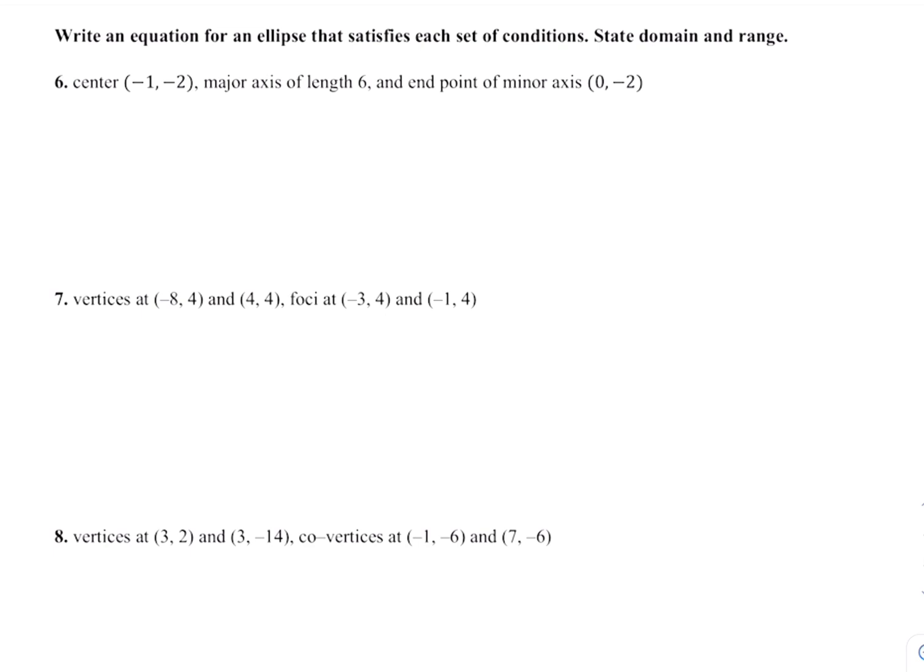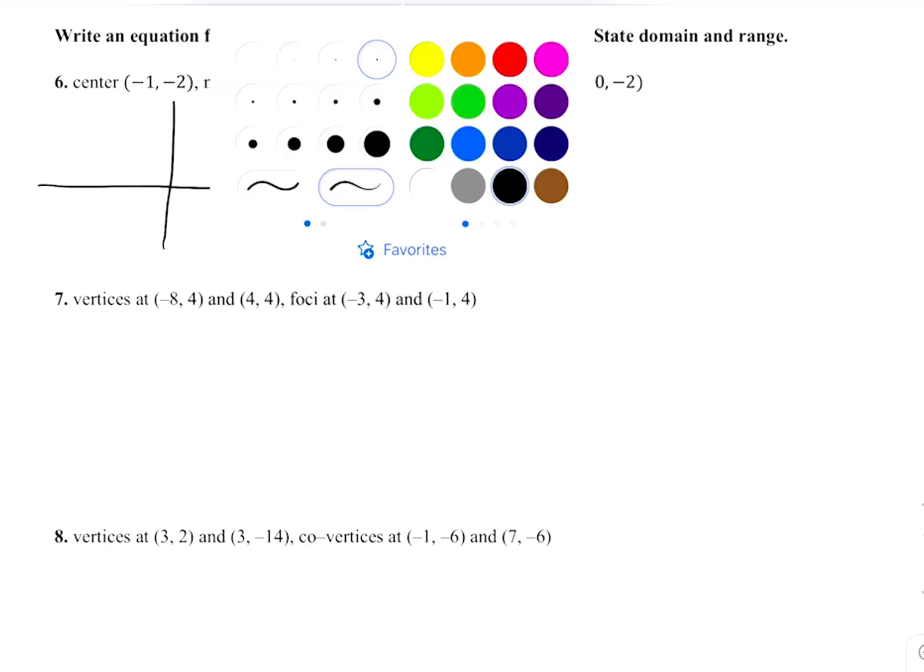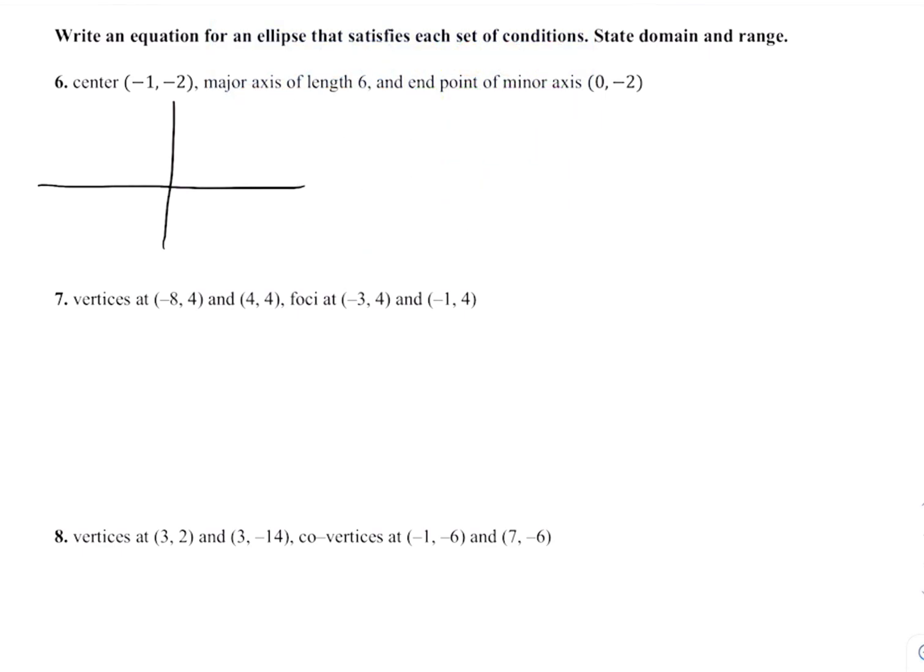I'm going to start again by doing a sketch of my given information. I'm going left 1, down 2 for the center. So this tells me my h and k. Here we are given a major axis of length 6. The major axis has a length of 2a, so I'm going to set that equal to 6, which means my a value is 3. And then it's telling me that I have an endpoint of the minor axis at 0, -2. So that would be here.